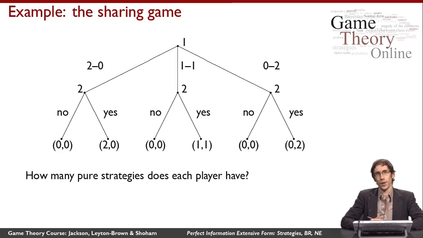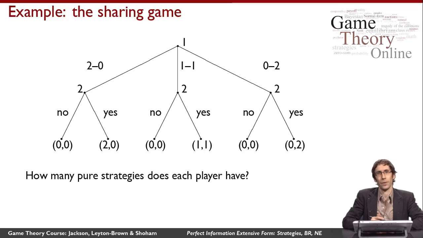strategies. So in a normal form game, it was easy to talk about pure strategies. Pure strategies were just actions. But you can see in an extensive form game, there are multiple places where players get to choose different actions. And so strategies are going to need to be something a little bit more complicated. So I want to ask you to think about how many pure strategies each player has in this game.